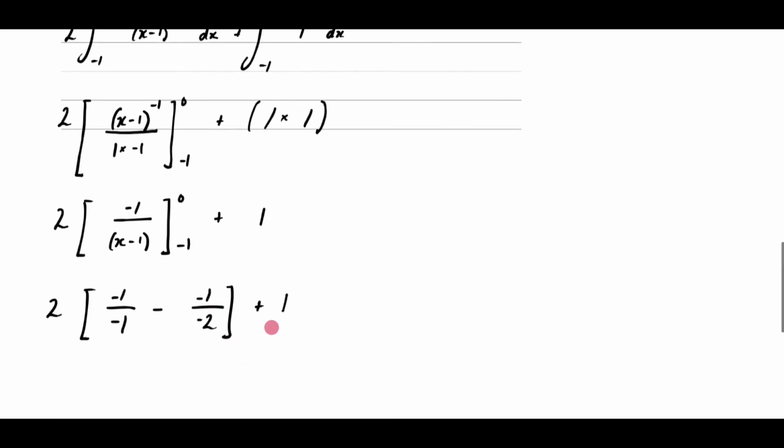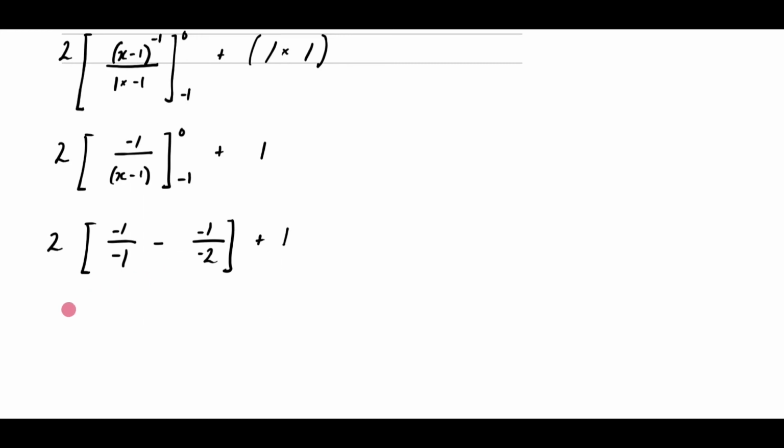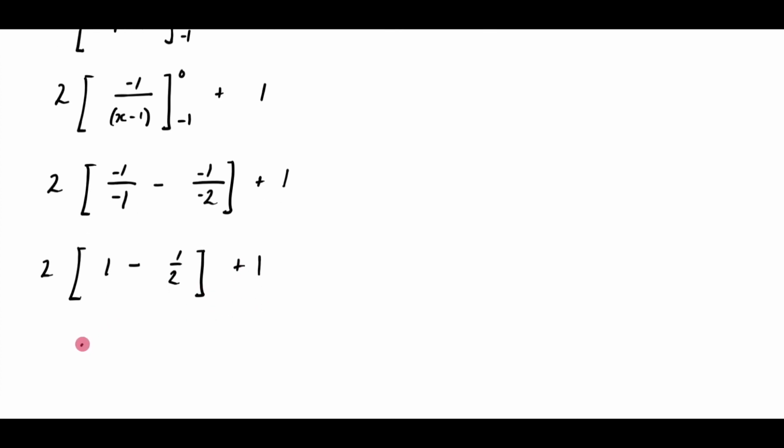Putting in an extra step is never a bad thing because it just means you're less likely to make a mistake. Here I'm going to get 1 minus a half because the negatives there are going to make it positive, which means what I'm going to end up with is 2 minus 1 plus 1, which is obviously going to be 1 plus 1, which is 2.